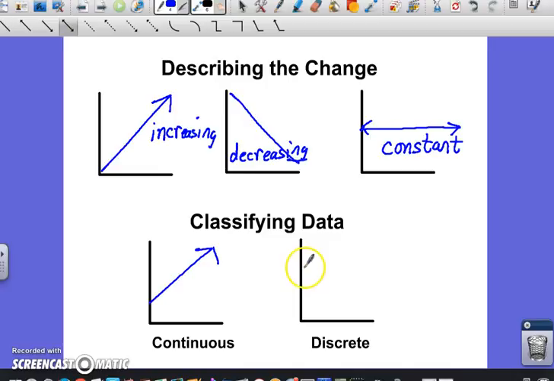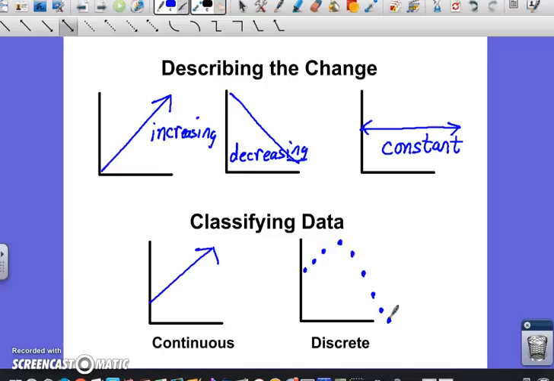The second thing is discrete. Discrete is when our data is made up of unique points. For instance, if we were talking about how many people can ride in a certain type of vehicle, well, we can't have 2.3 people riding in there, so we would use discrete data. We would use points on there. So if you look at a graph, if it has solid lines, we say it's a continuous graph. If it has dotted points, we say it's discrete. So that's classifying the type of data.